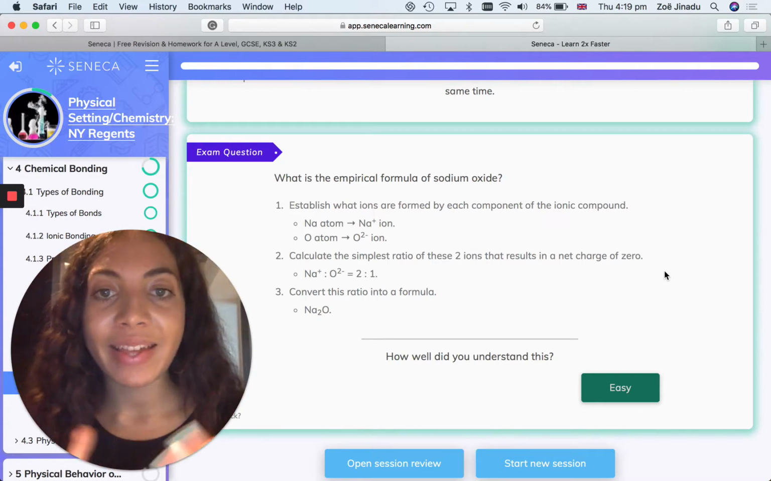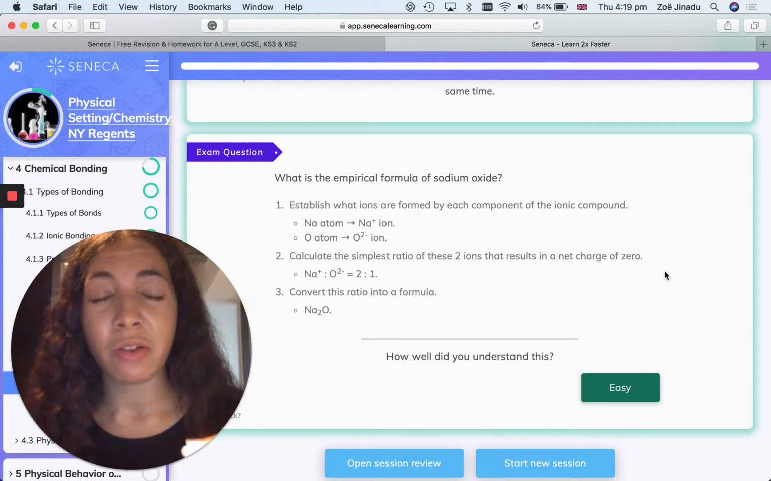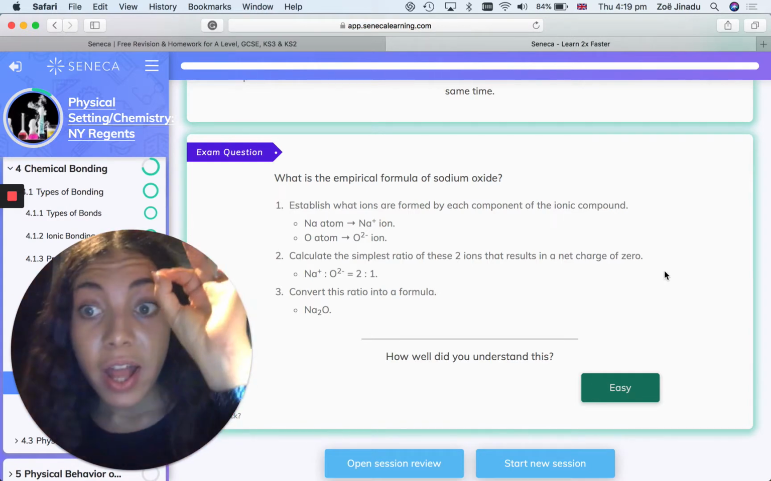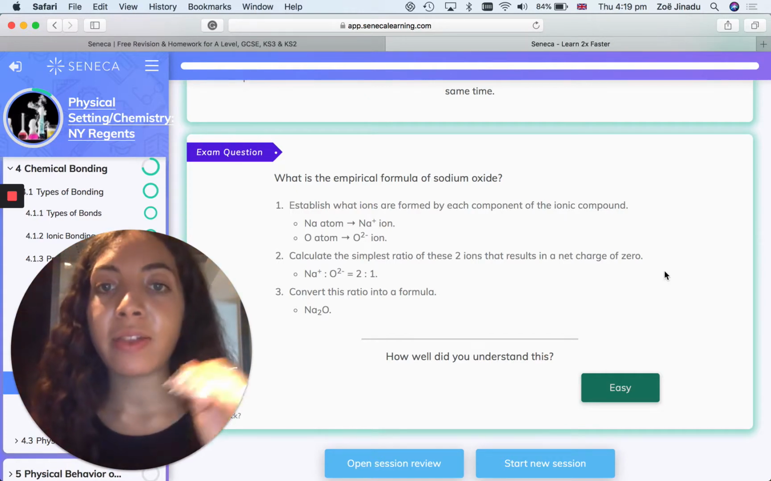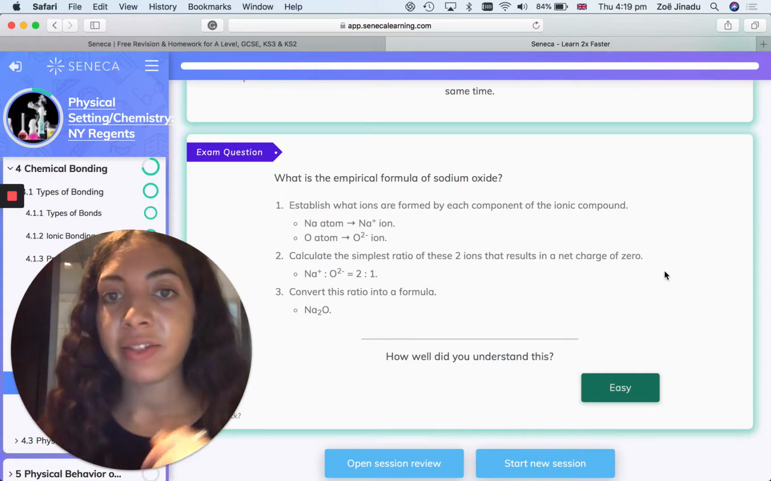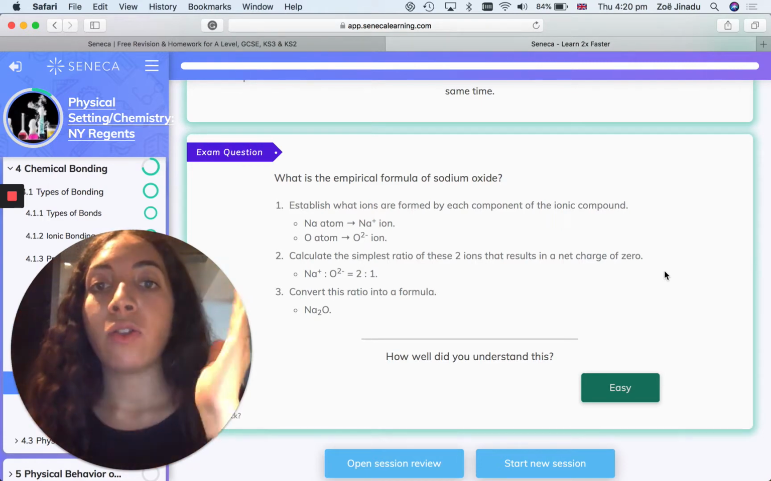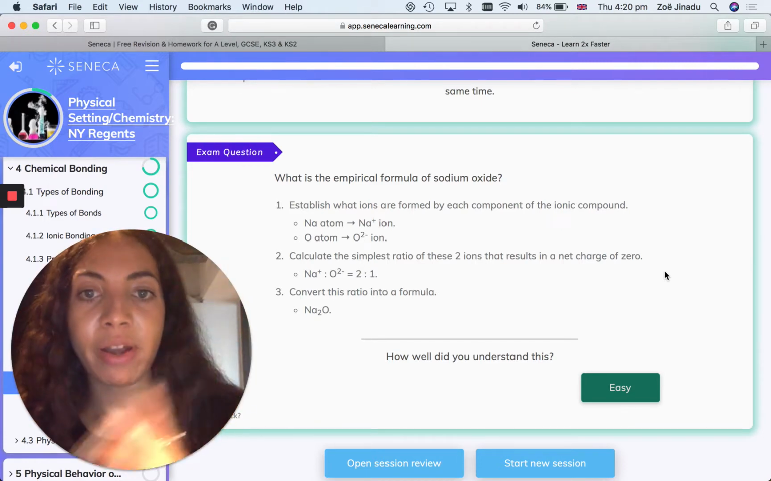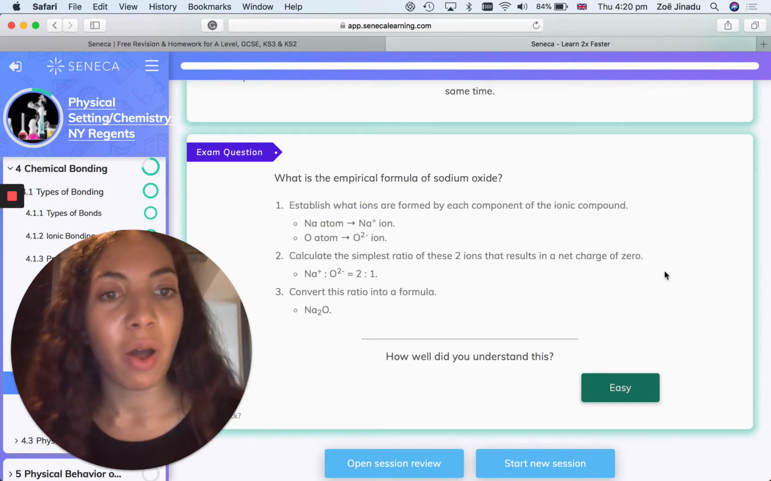Step 2, we need to calculate the simplest ratio of these two ions that will result in a net charge of 0. So, Na+ and O2-, the ratio needs to be 2 to 1. 2 Na+ to every 1 O2-. We then convert this ratio into a formula and we end up with Na2O.